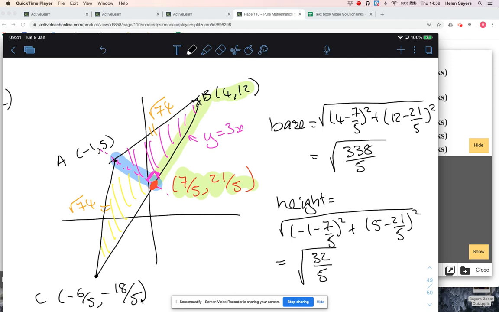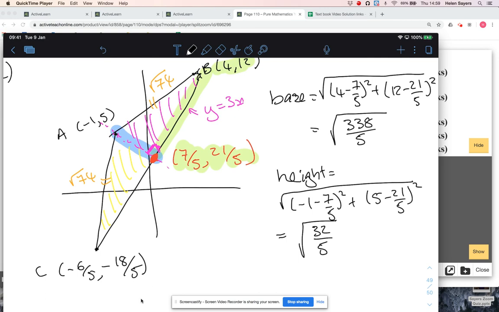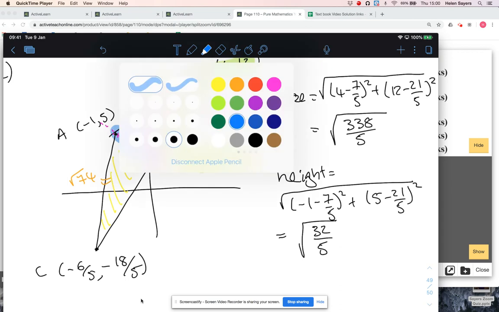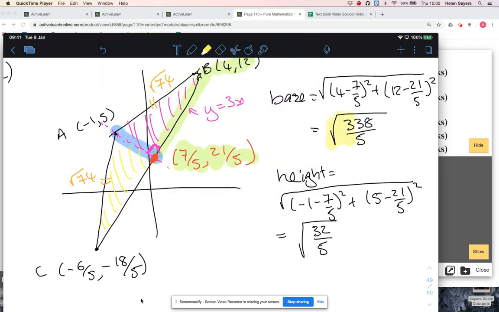So I'm just going to find the area of the pink triangle and double it. Obviously, I could just double that, and that would be the total base of the triangle. In fact, I'll take it back, I'm going to do that. It doesn't really make any difference, but that seems a slightly more sensible way to do it. So that yellow base is actually 2 times root 338 over 5.